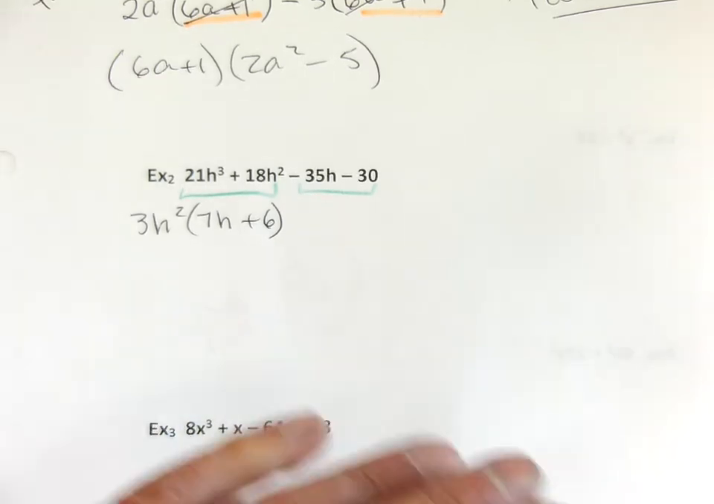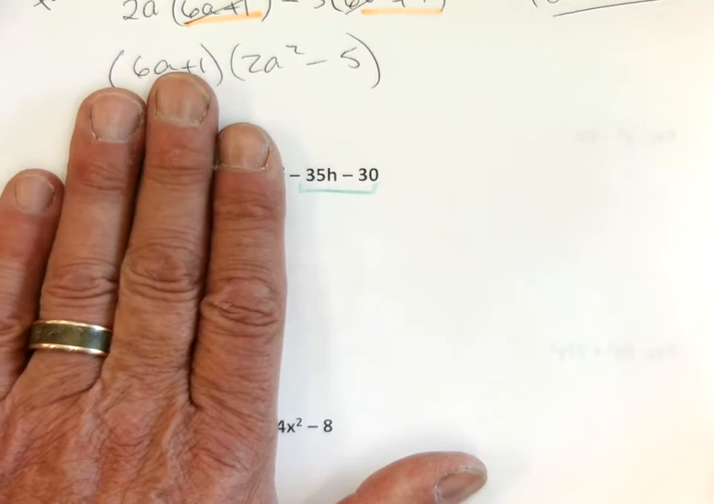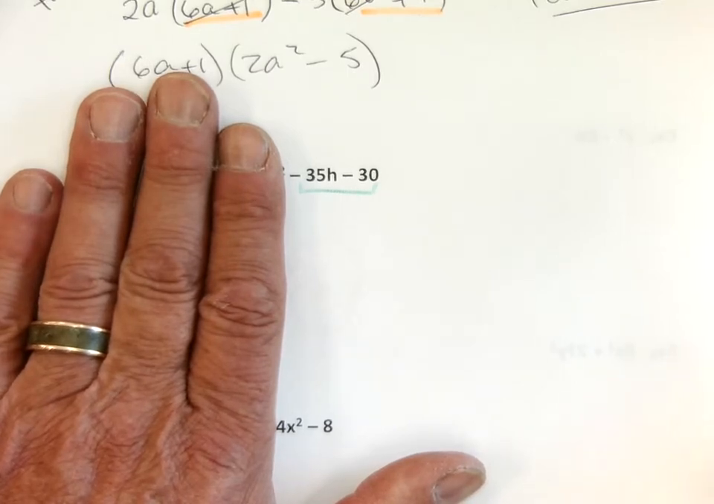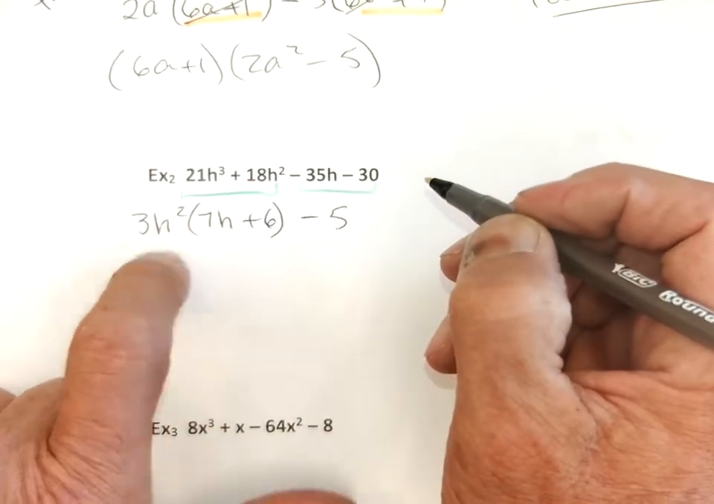Now, let's look at the second group. What do they have in common? How about a negative 5? Do you mind if we take out the negative also? Let's take out the negative 5 because it's going to help it look more like this, okay?